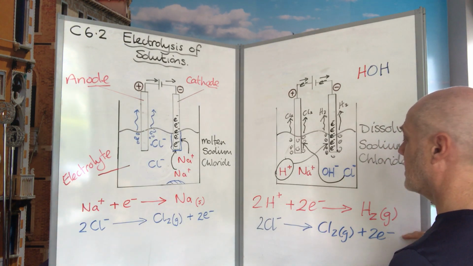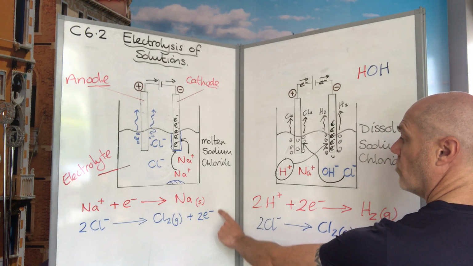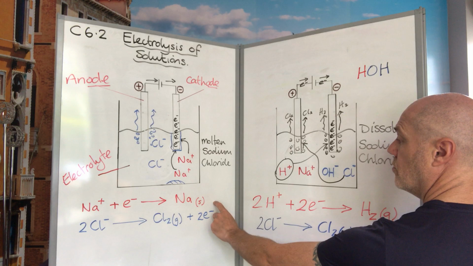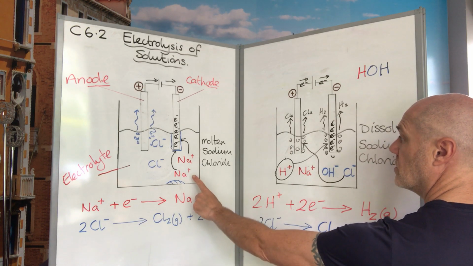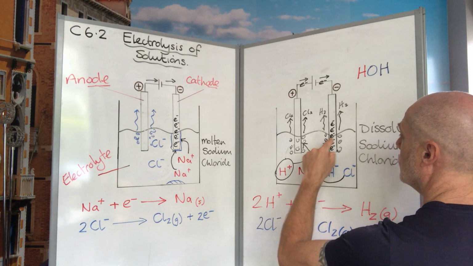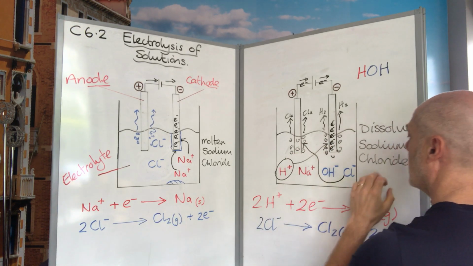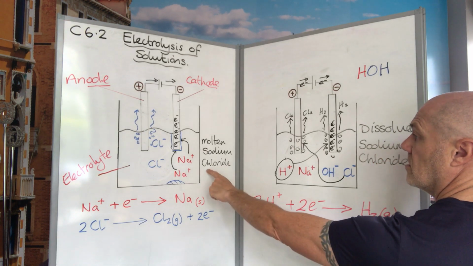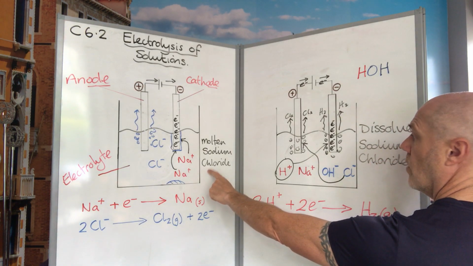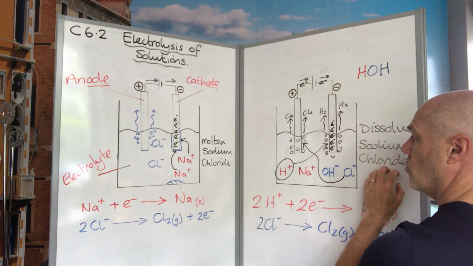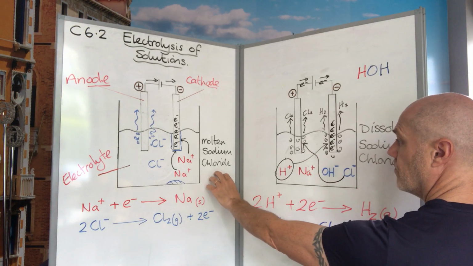So higher students need to be able to write these. Foundation students, a word equation will be sufficient, but you do need to understand which ions will be moving across the electrodes first, and the difference between the solution and the molten state, and why they're different. Okay, so you'll get a different outcome if you dissolve the salt than if you melt it.